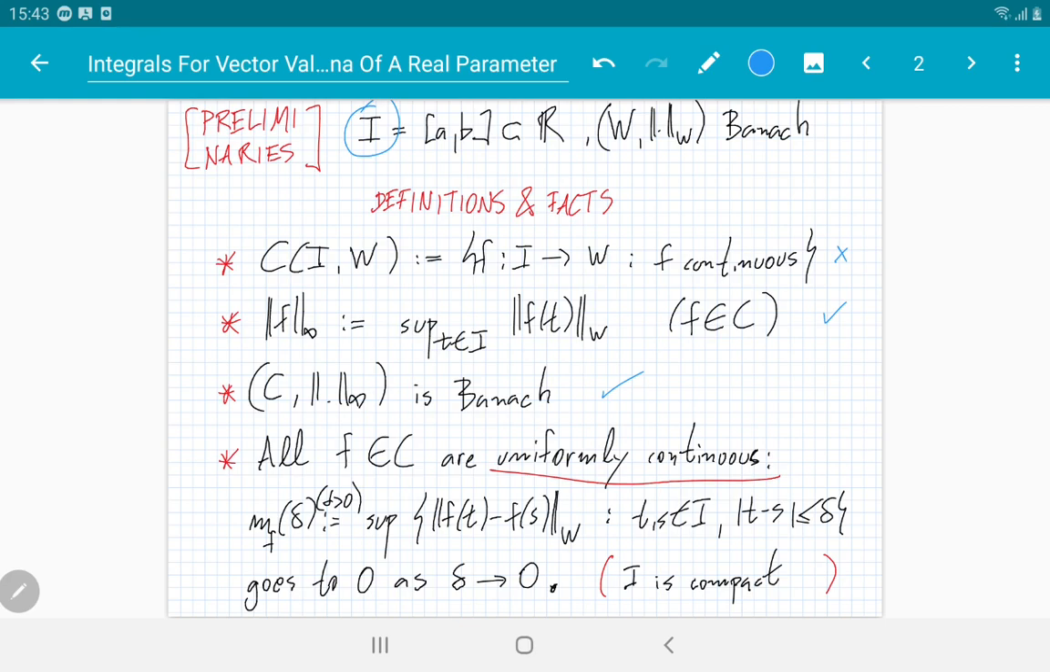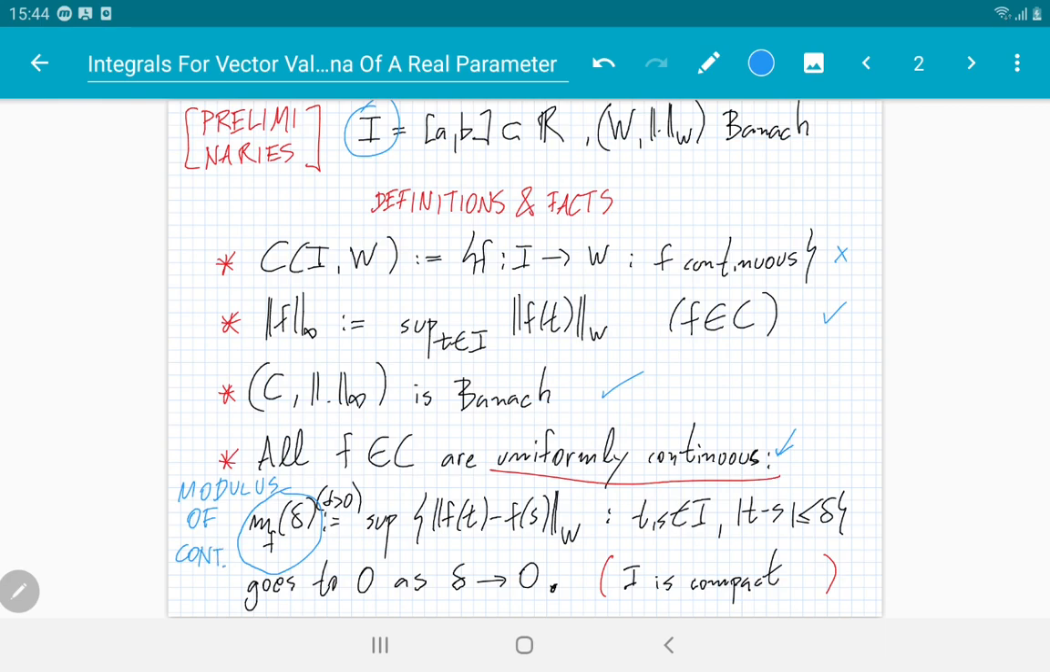We also know that because the domain I is compact, all continuous functions from I to W are uniformly continuous, meaning, and there are different ways of stating that, here I'm going to use this version where this quantity here, M sub f of delta, appears. This is the so-called modulus of continuity of f. So what is that?